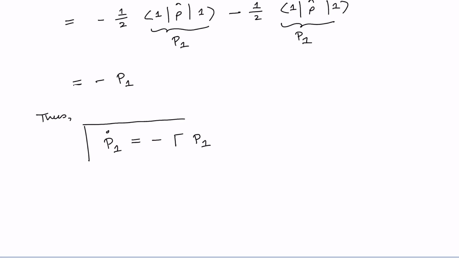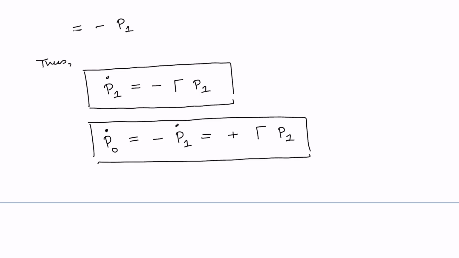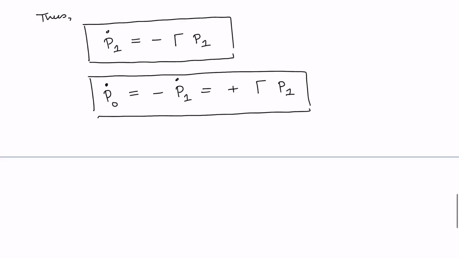So this is the rate of change of the excited state probability, and similarly you can find the rate of change of ground state probability, which is going to be minus p1 dot, and therefore it is plus gamma p1. What about the evolution of the coherences, that is the off-diagonal elements of the density matrix?